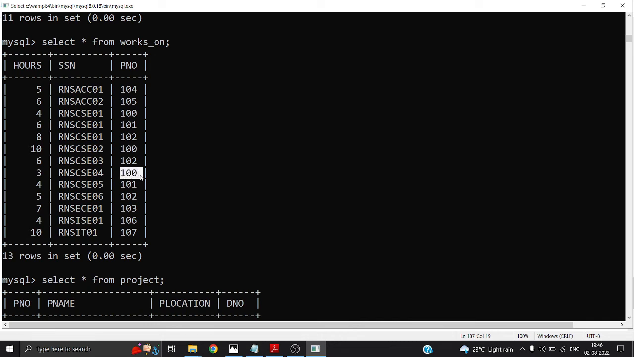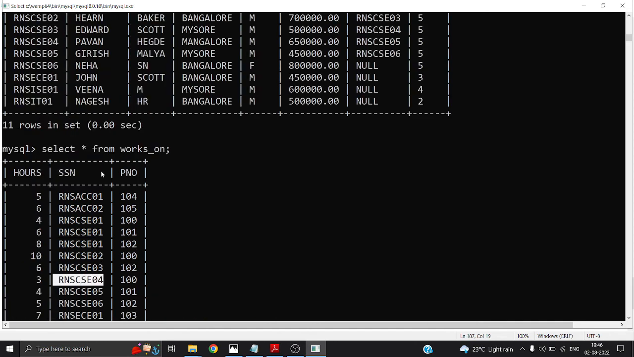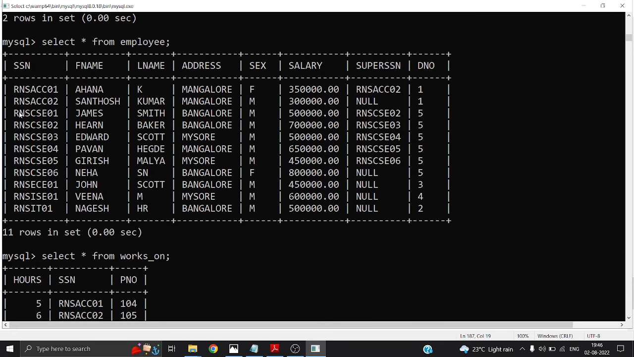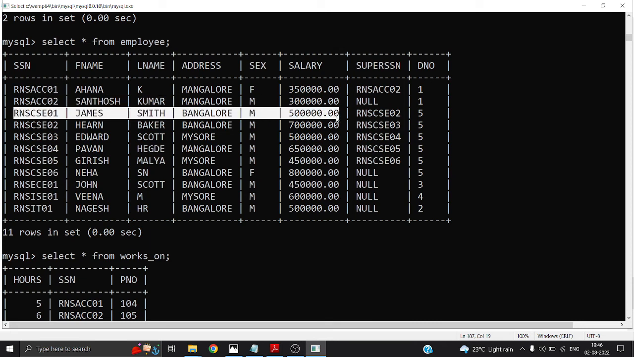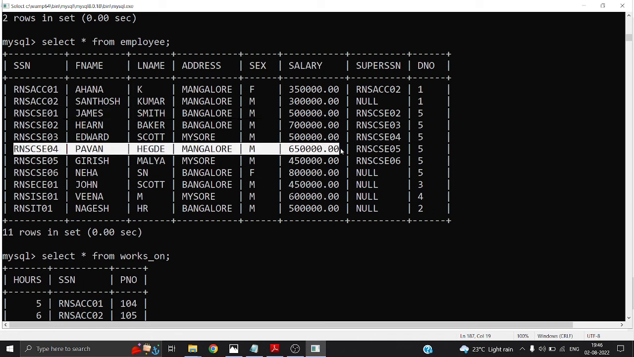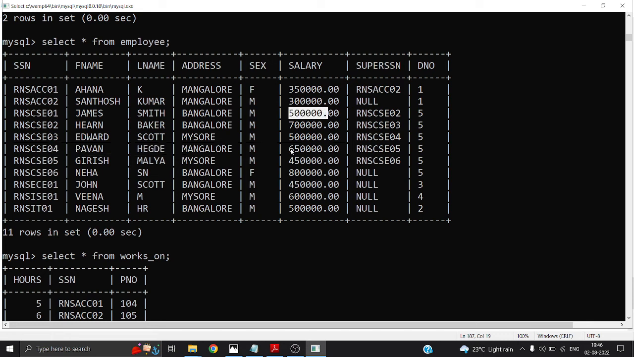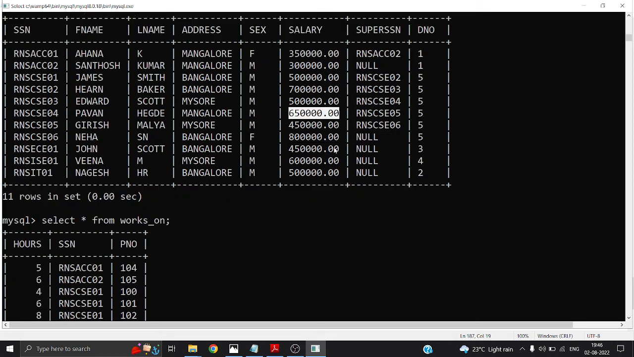With 100, this is an employee RNSCSC04, and this is also an employee RNSCSC01. These are the two employees who are working on the IoT project. For these two employees, initially we need to see what their salary is. This is 5 lakh for 01, and this is the initial salary for RNSCSC04. When we increase the salary of these two employees by 10%, obviously it has to grow. Initially it is 5 lakh, so it becomes 5.5 lakhs. Now we will see the output.